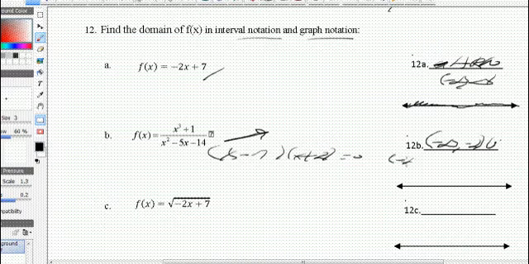It's going to be negative infinity, negative 2, or negative 2 to 7, or 7 to infinity. Open circle, since it's come from the bottom, should be negative 2, 7. Shade. Set each piece equal to 0.